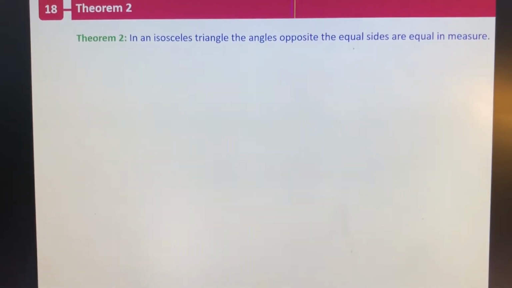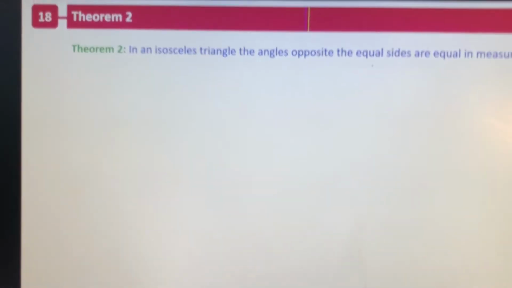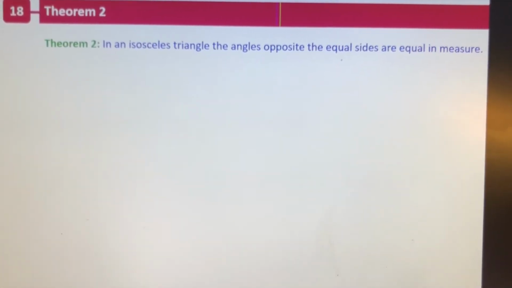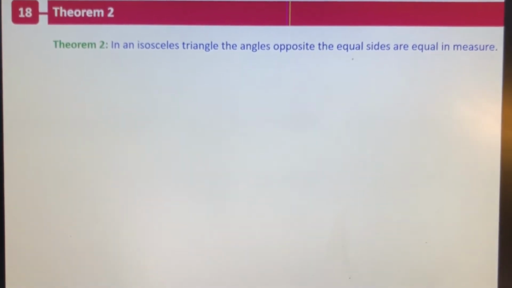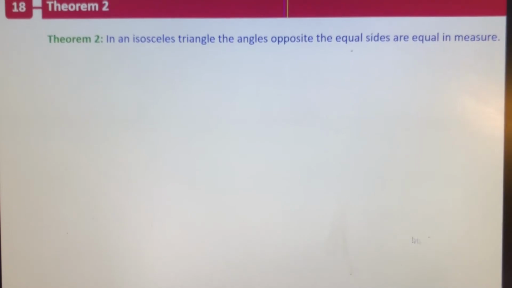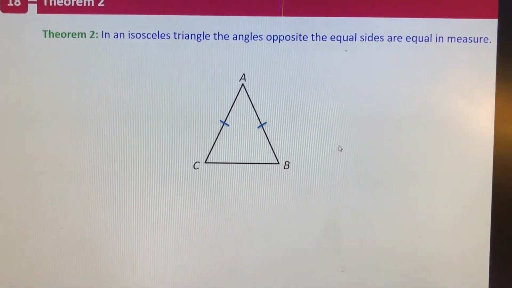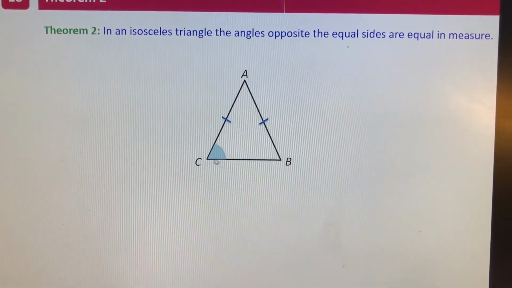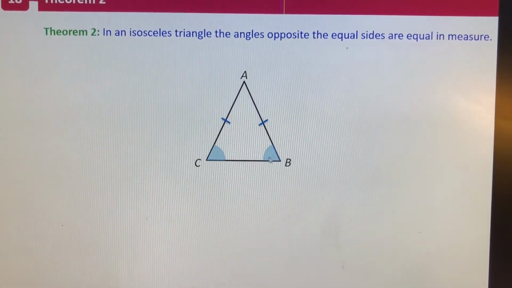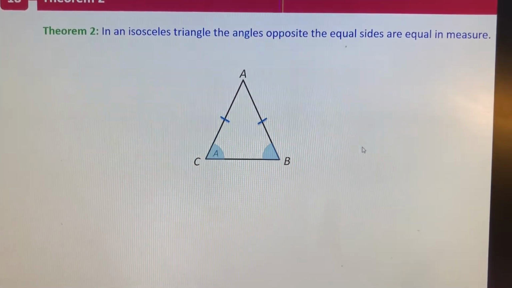So we're going to be looking at a new theorem that's associated with triangles, and it's Theorem 2. Theorem 2 says that in an isosceles triangle, the angles opposite the equal sides are equal in measurement, which is actually what we've just discussed, the properties of an isosceles triangle. But did you know that that was an actual theorem? So here we have triangle ABC. We have one angle at the bottom of one equal side, and we have the second angle at the bottom of the other equal side.